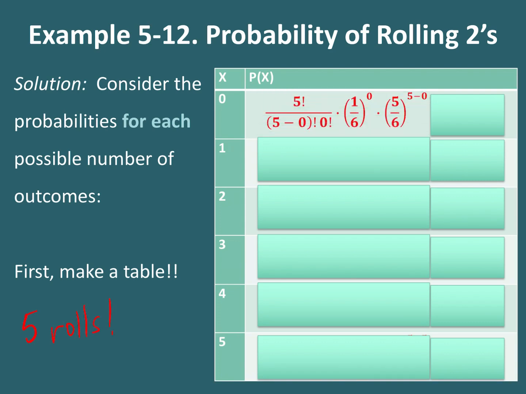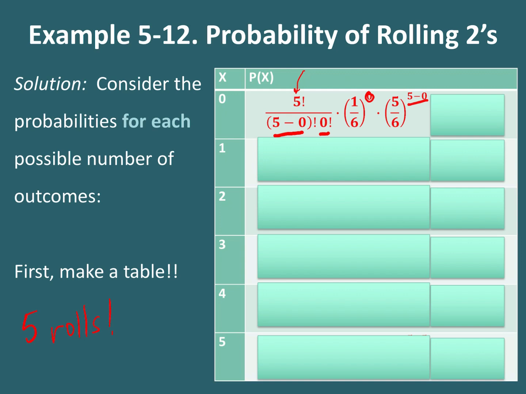Plugging into the formula, you'll notice we have 5 factorial in the top, which relates to the rolls. And the bottom, it's (5 minus 0) factorial times 0 factorial, multiplied by the probability of success raised to the 0 power times the probability of failure raised to the 5 minus 0 power.